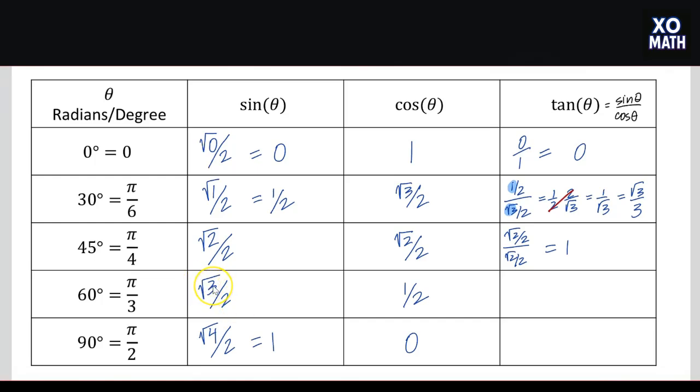Next I have square root of 3 over 2 over 1/2. So using that same shortcut, since they're both divided by 2, I can simply take their numerators and think about this as the square root of 3 over 1, which is the square root of 3. And finally, I have 1 divided by 0, which is undefined. So now that I have the tangent column, I know that, for example, tangent of pi over 4 is equal to 1.